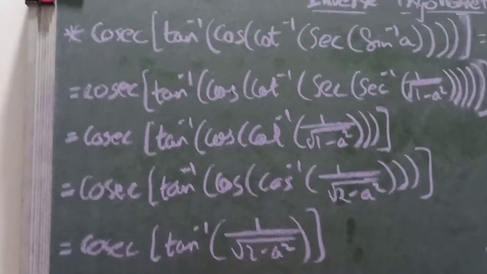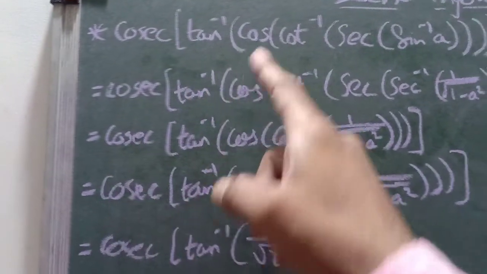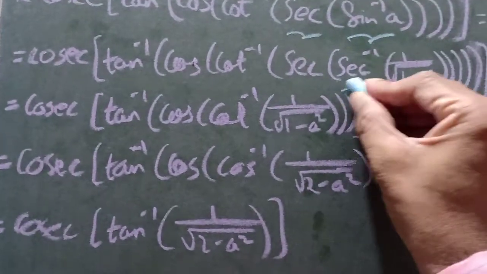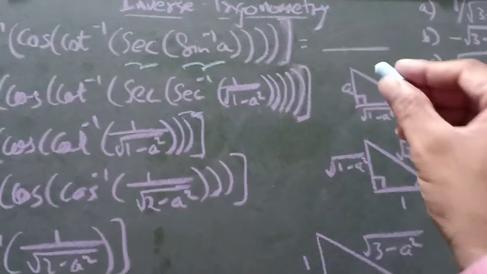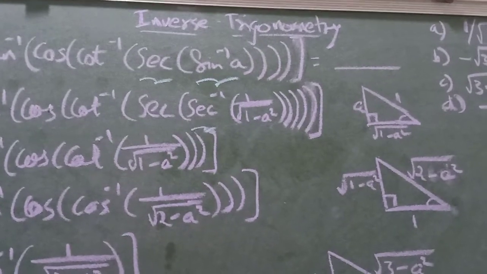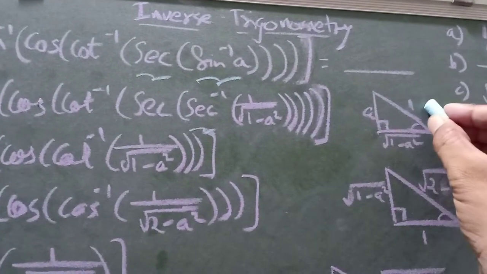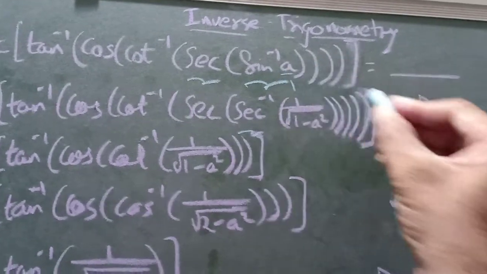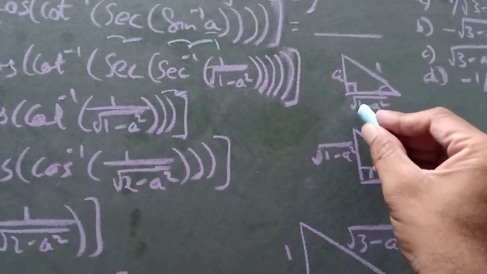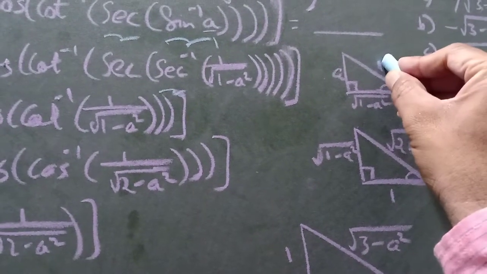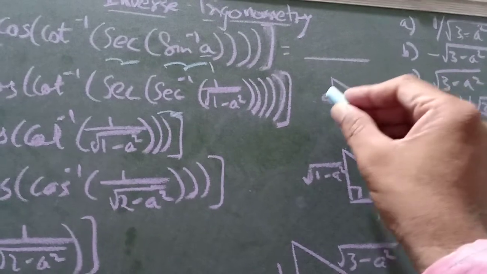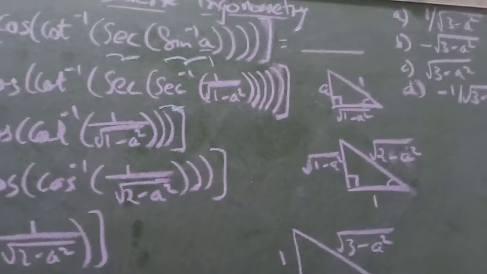Okay, so we'll start from the given part. Cosec as it is, tan inverse, cos, cot inverse, sec. Instead of sin inverse of a, we want to convert in sec inverse. So how to convert? Make a right angle triangle. For a right angle triangle, the formula for sine function is opposite upon hypotenuse. So a means a upon 1. So a will be the opposite side and 1 will be the hypotenuse. What will be this side according to Pythagoras theorem? Hypotenuse square minus other side square. So 1 minus a square, and it's a square root. So you'll get root of 1 minus a square.